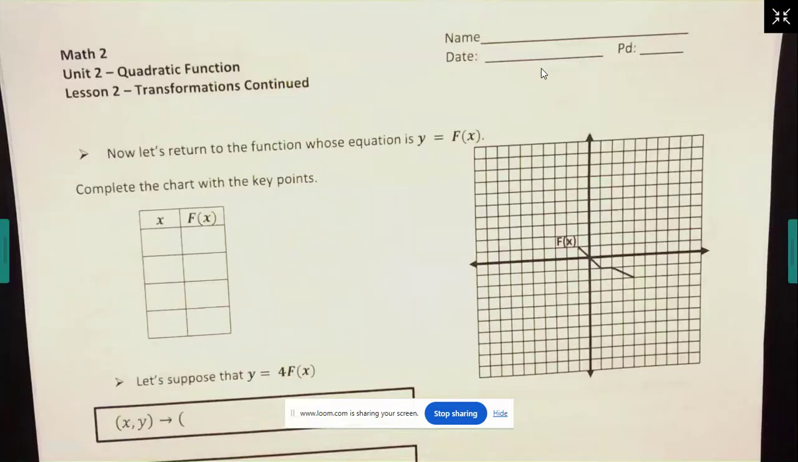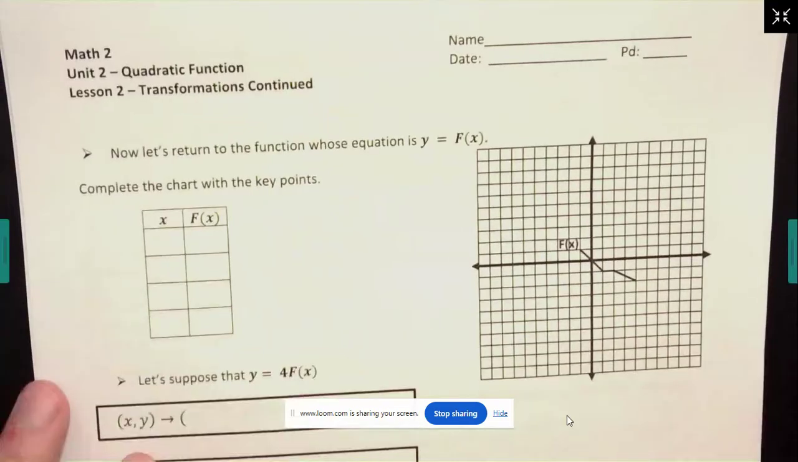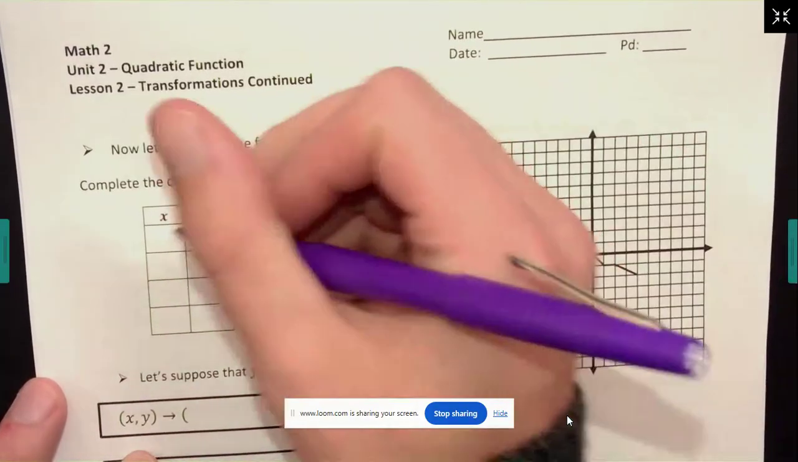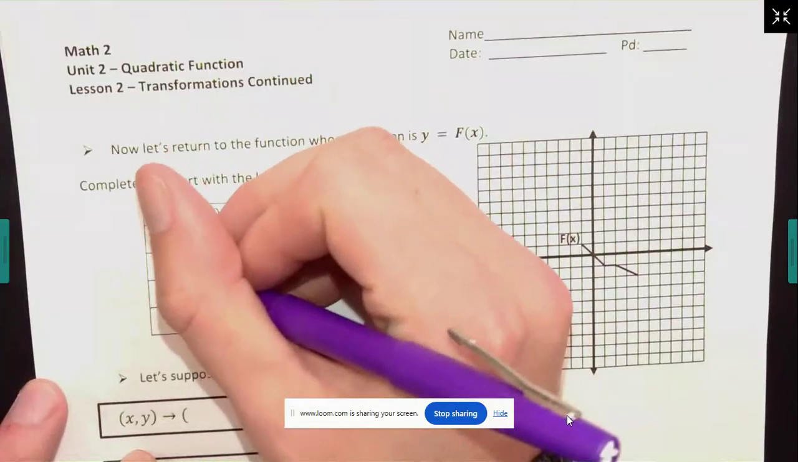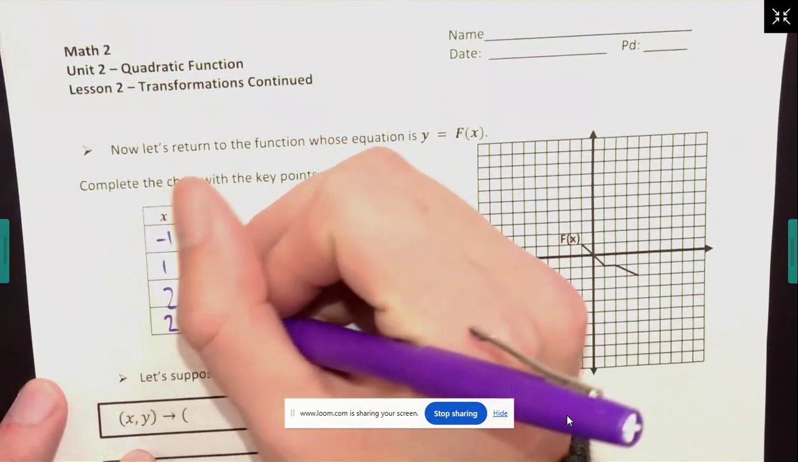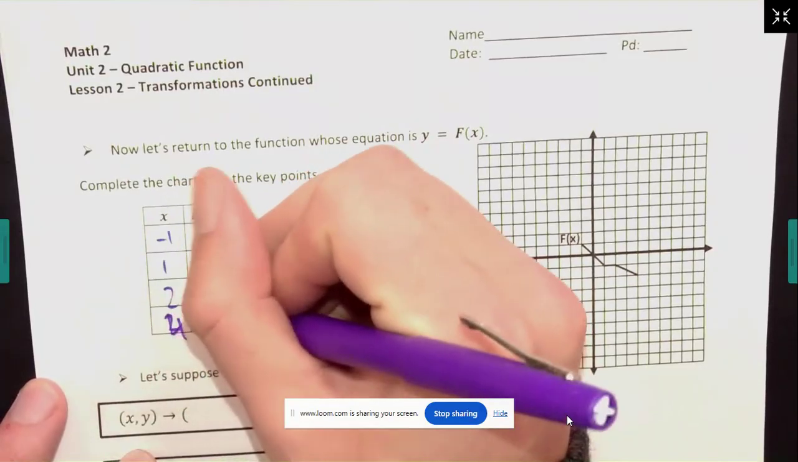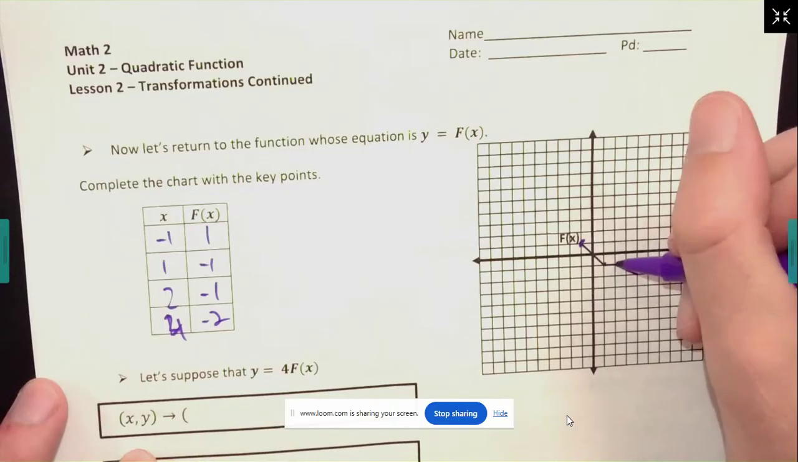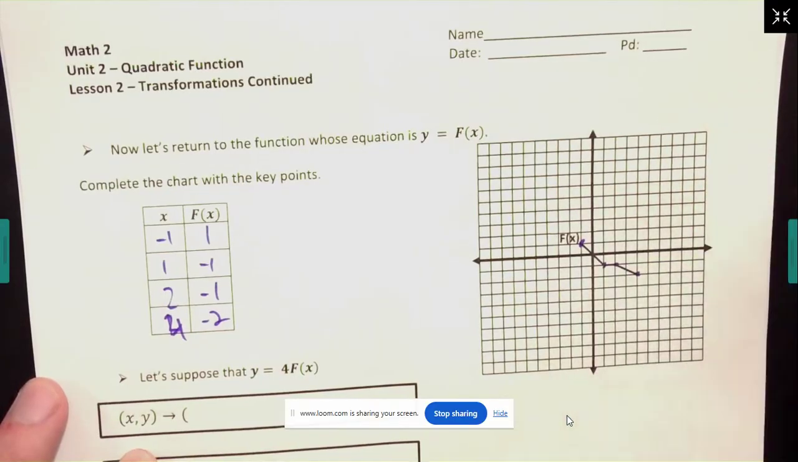All right, guys, this is day 2. So we're back at our f of x. So let's fill this out. Okay, so this is just filling out the chart, right? I'm finding these points, the beginning, end, and where it turns.